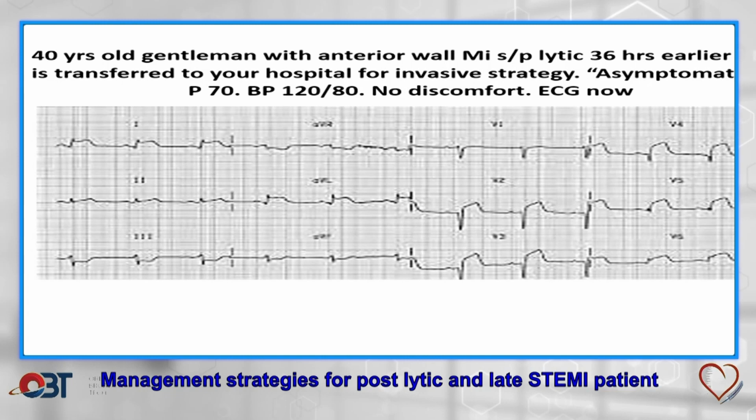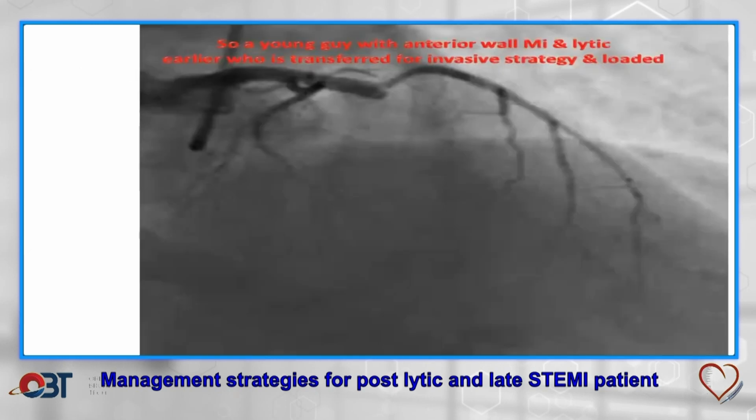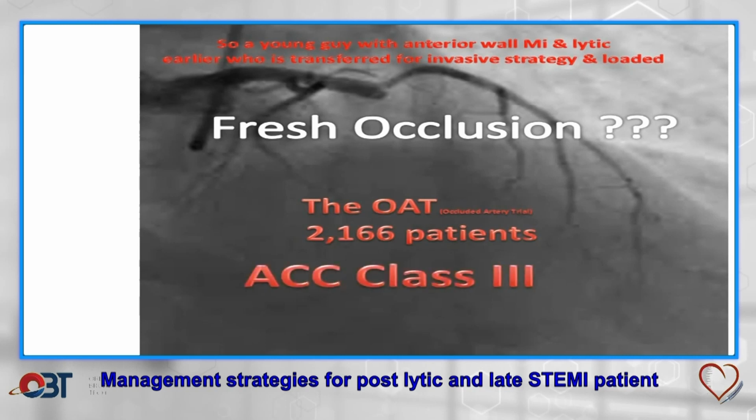A 40 years old gentleman with anterior wall myocardial infarction, essentially asymptomatic, and this is the baseline ECG. Angiogram is done the next morning. This is the angiogram, LAD is totally occluded proximally. And the question is whether this should be opened or not. Remember, this is a patient who is totally asymptomatic, and just because he's young, what should be the right strategy? So looking at the occluded artery trial, this is a class 3 indication to open it. And I'll tell you what the reason is.